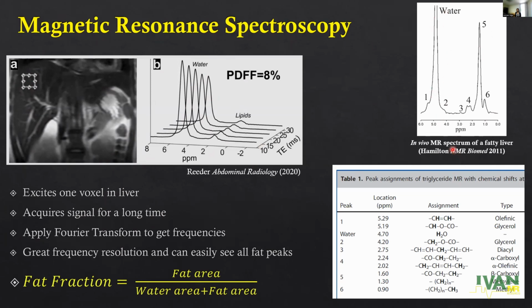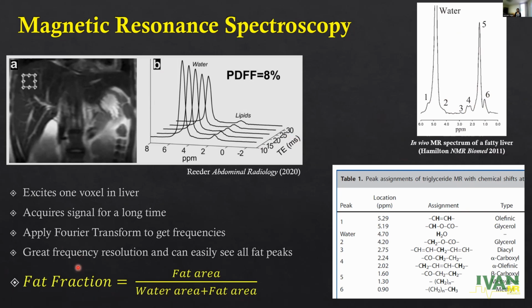This is the in vivo MR spectrum of a fatty liver disease. All these 1 to 6 are the fat peaks. This 5 is the methylene peak, which you might know. The 6 is the methyl peak, and the 1 is the olefinic peak, and so on. So this is the triglyceride spectra. What we do in MR spectroscopy is measure the fat area under these 5 or 6 peaks and divide it by the water area plus fat area to estimate the fat fraction.